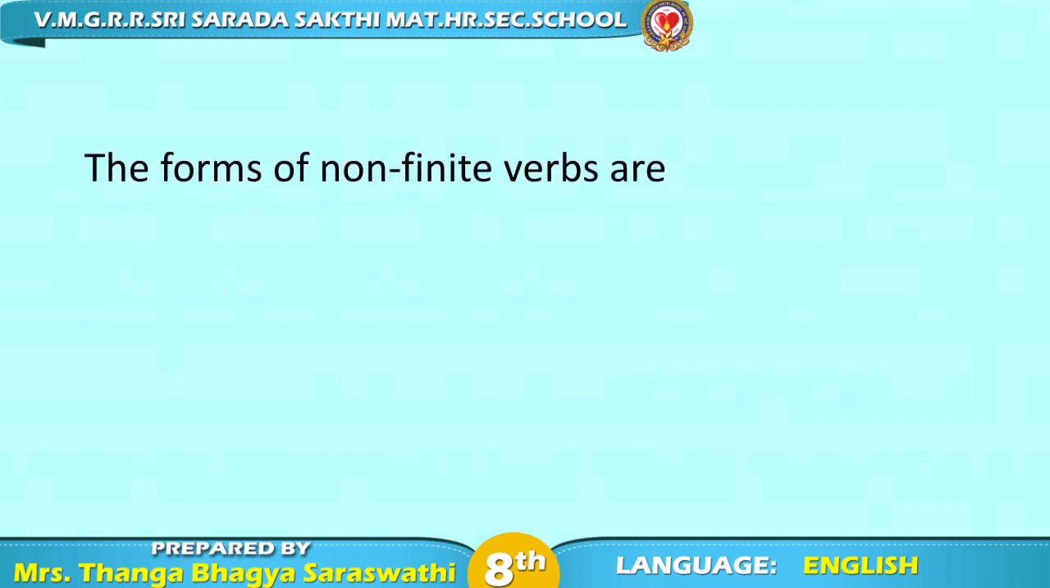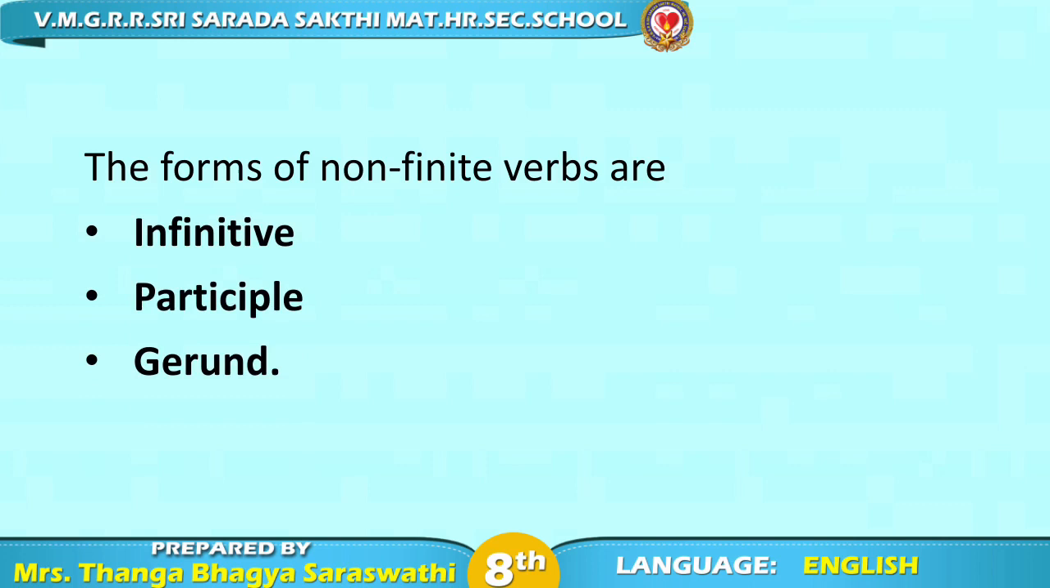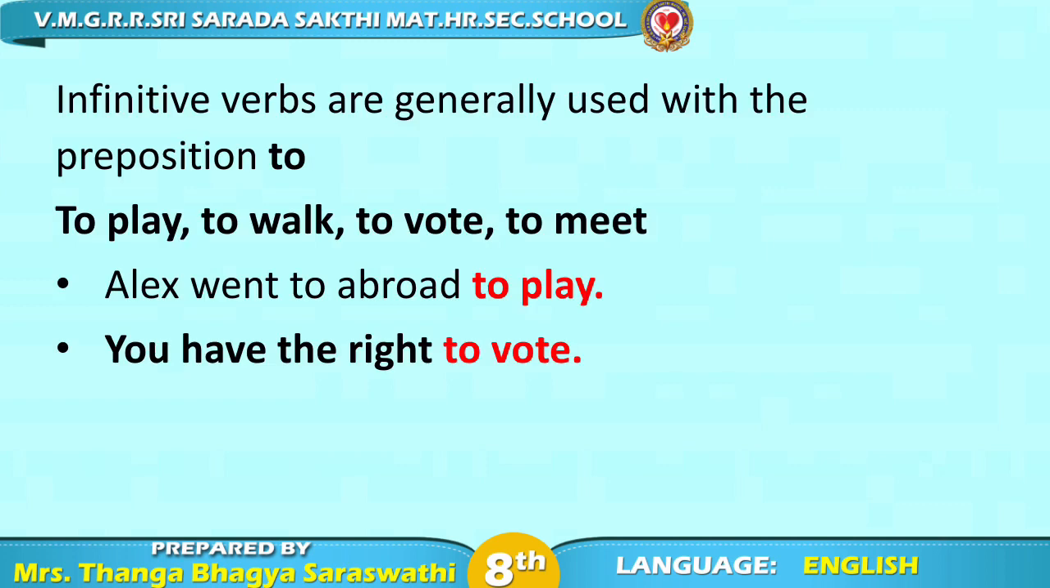Let us have the forms of non-finite verbs. They are infinitive, participle and gerund. What are the three forms of non-finite verbs? Infinitive, participle and gerund. The first one is infinitive. Infinitive verbs are generally used with the preposition to. So when a verb is used with the preposition to, it is called an infinitive verb. To play, to walk, to vote, to meet. These are some examples for infinitive verb.